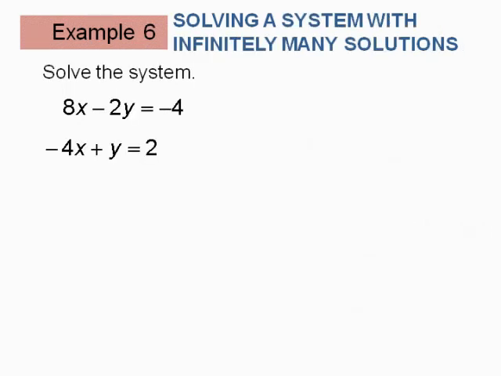All right, now, solving a system with infinitely many solutions. Looking at this one, no matter which variable I go after, x or y, I'm going to have to multiply this bottom equation by 2 to take out either one. Hopefully you'll all see that. And then we'll leave the top alone. We'll get 8x minus 2y equals negative 4. The bottom will get negative 8x plus 2y equals 4.